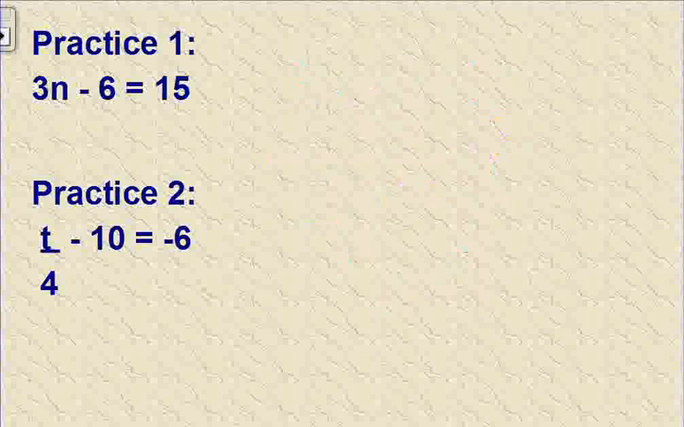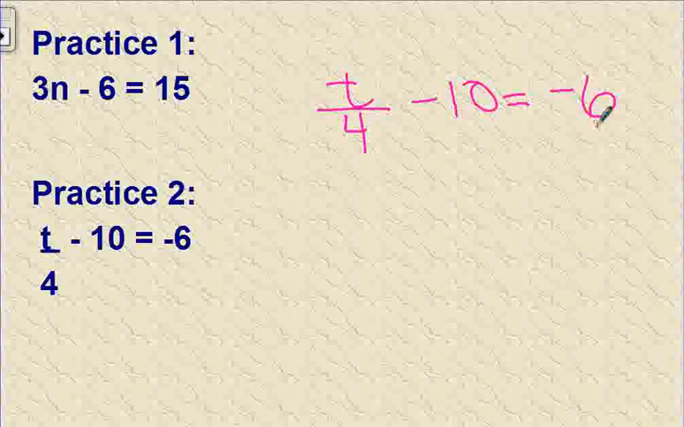Let's try practice 2. t over 4, remember that fraction bar means division. t over 4 minus 10 equals negative 6. Pause the movie now and try this problem on your own. Play the movie again to check your work. The first step is to add 10 to both sides.